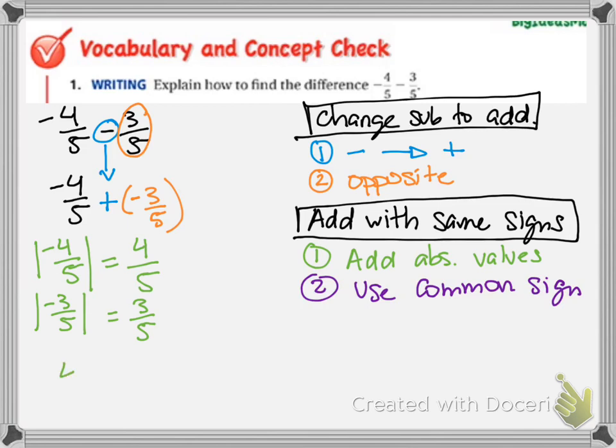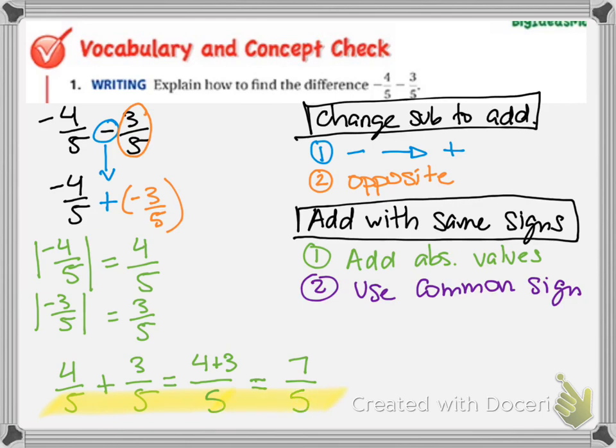Okay, now I need to add the absolute values. So I'm going to do 4/5 plus 3/5. And when we are adding fractions, this bottom number is going to stay the same all the way across, even into the answer. And all we do is we add the top numbers together. And the top numbers are 4 plus 3. So that gives us 7/5. Because remember, your bottom number is going to stay the same all the way across.